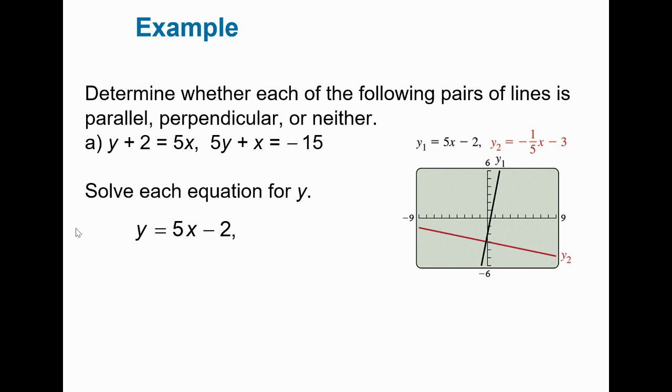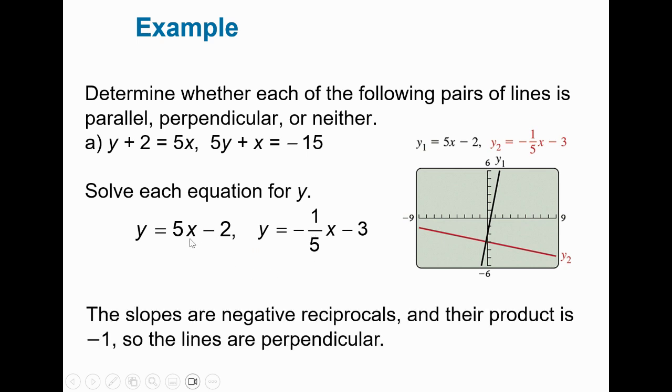So in this first equation, I subtracted 2 on both sides. And on the second equation, I subtracted x on both sides, and then I divided through by 5. Notice, here's the slope of this first line, 5. Here's the slope of the second line, -1/5. Now he says, if I take 5 and multiply it by -1/5, I get a product of -1. Therefore, the lines are perpendicular.